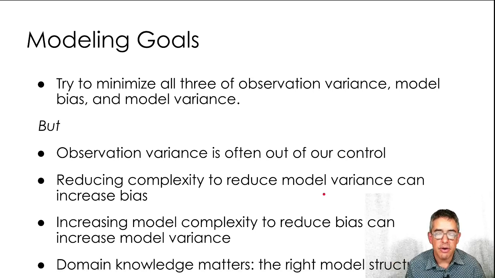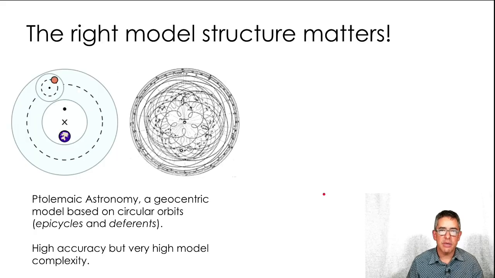However, there is one important point to keep in mind, which is that domain knowledge matters. We said that earlier when we discussed modeling, and I want to revisit that as the closing point of this lecture, which is that having the right model structure actually matters. And I want to illustrate this with a real example from the history of astronomy.